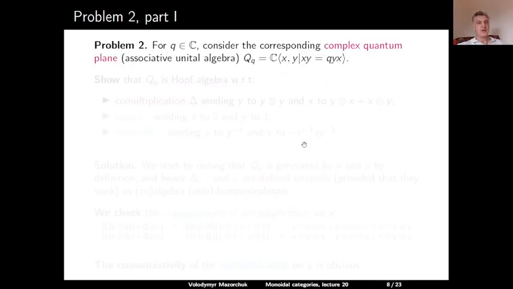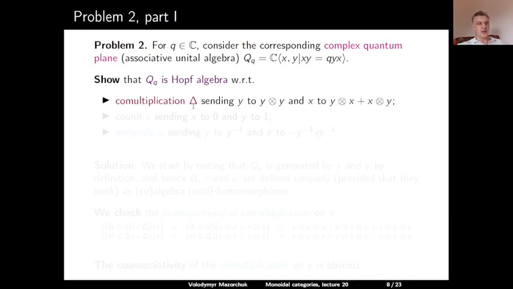Problem 2. For a complex number q, consider the corresponding complex quantum plane, which is the associative unital algebra, denoted by the capital Q with lower index lowercase q, and it is defined as the algebra with two generators x and y, and one relation xy is equal to qyx. The assignment is to show that this quantum plane is a Hopf algebra with respect to the following structure maps.